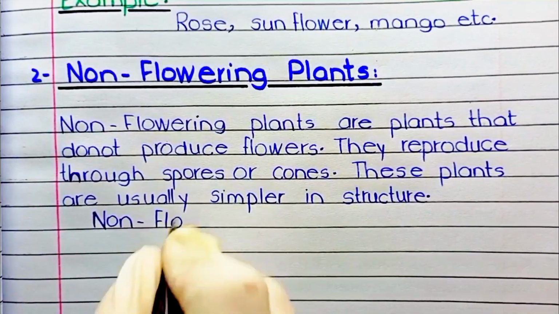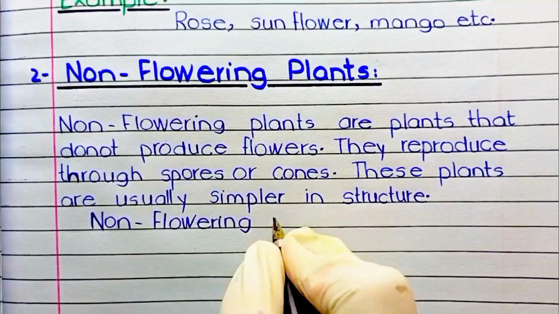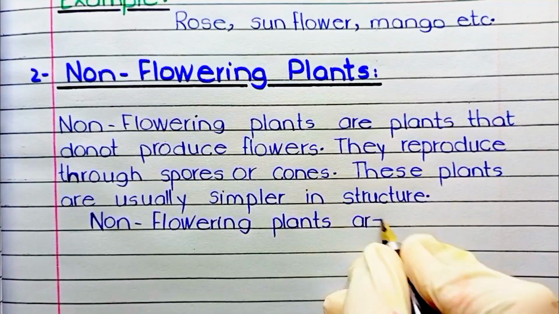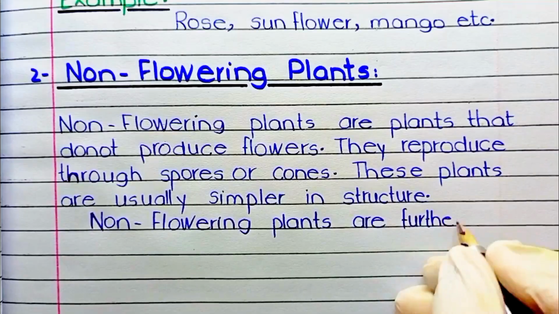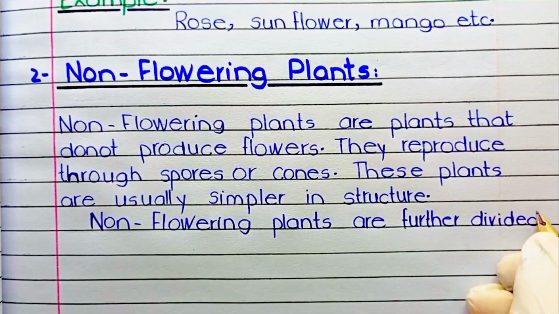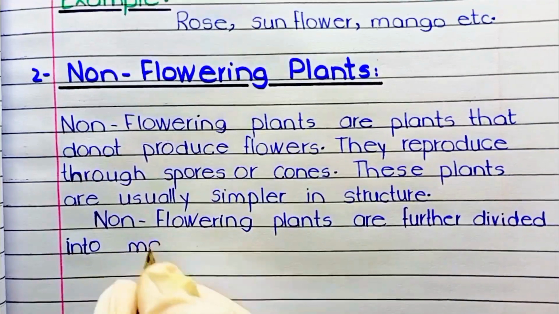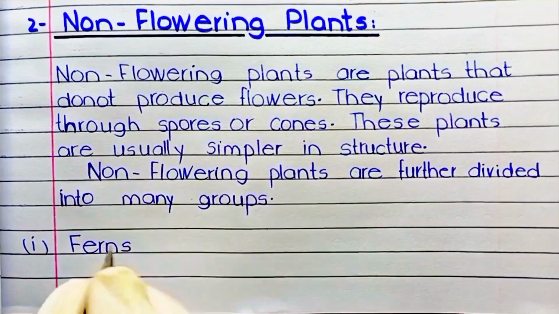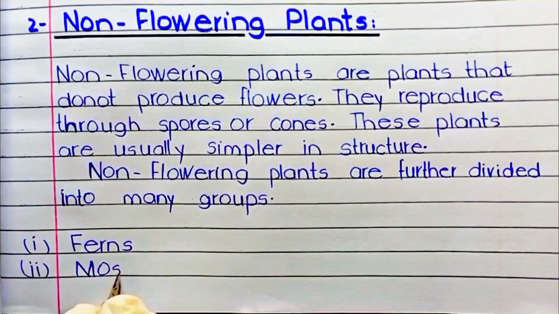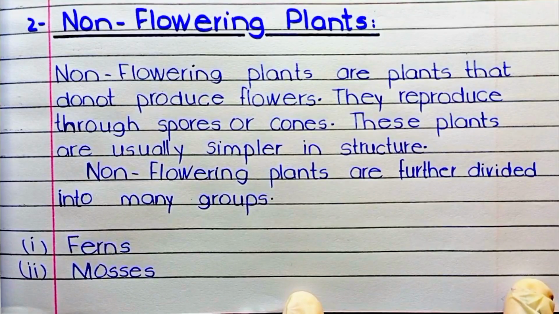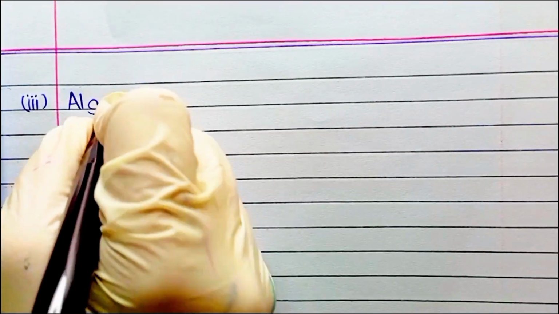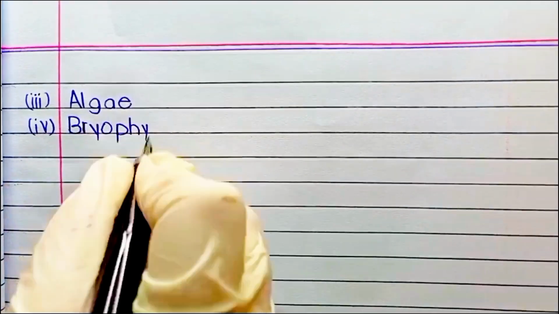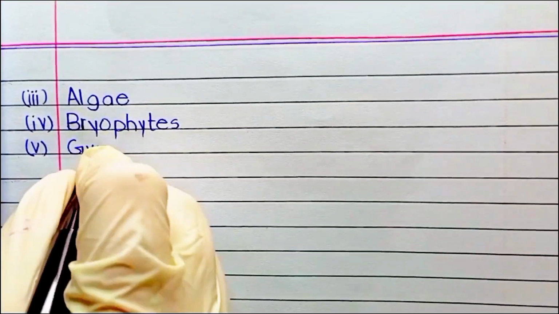Non-flowering plants are further divided into many groups like ferns, mosses, algae, bryophytes, gymnosperms.